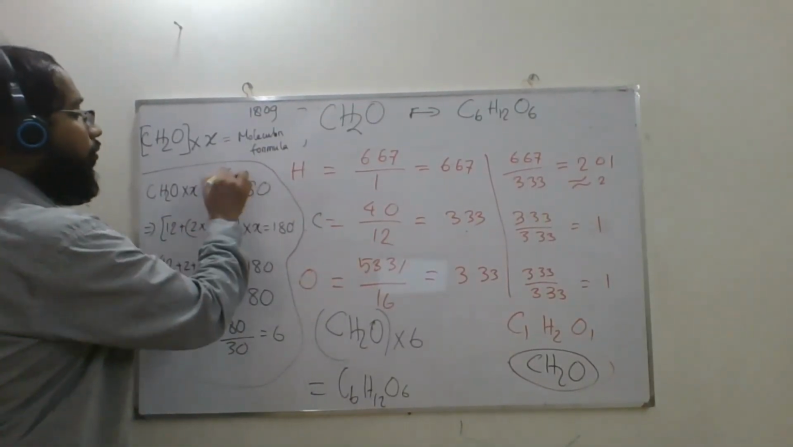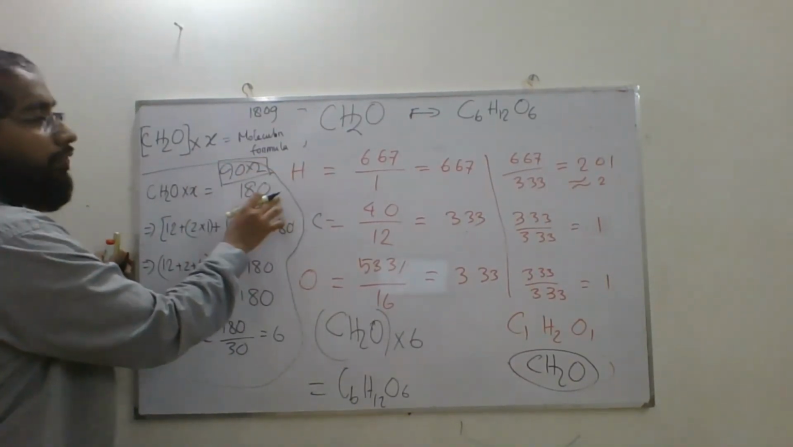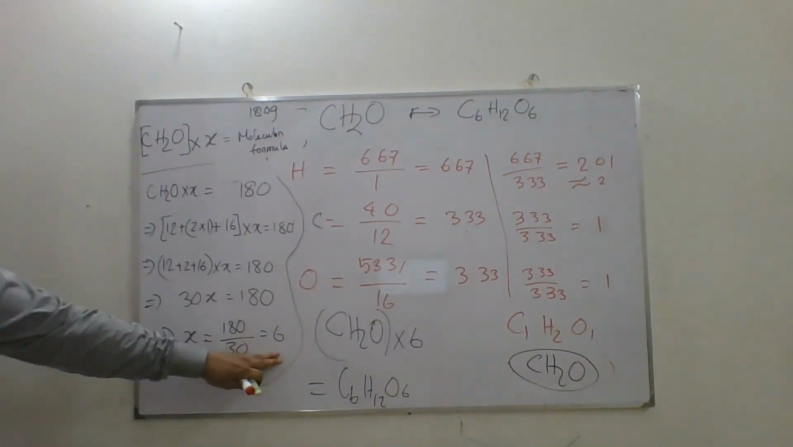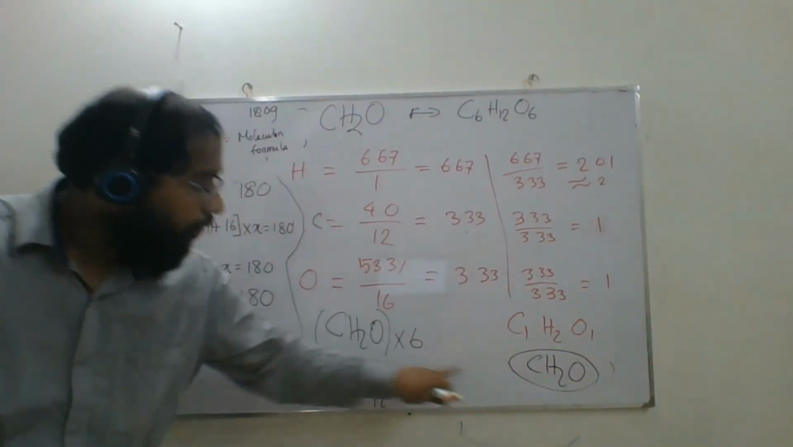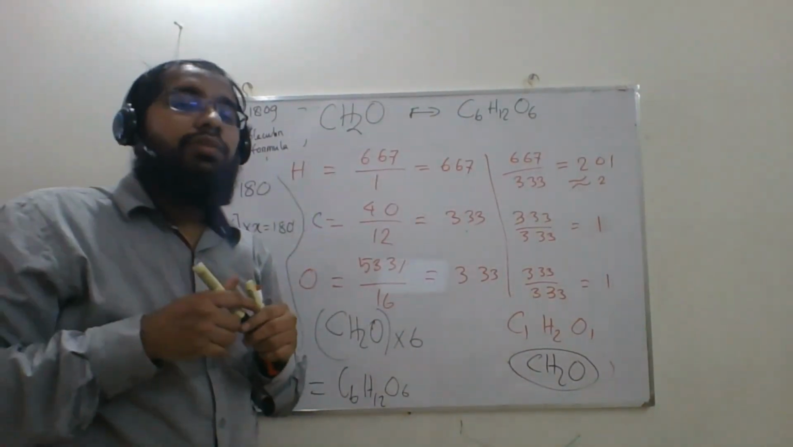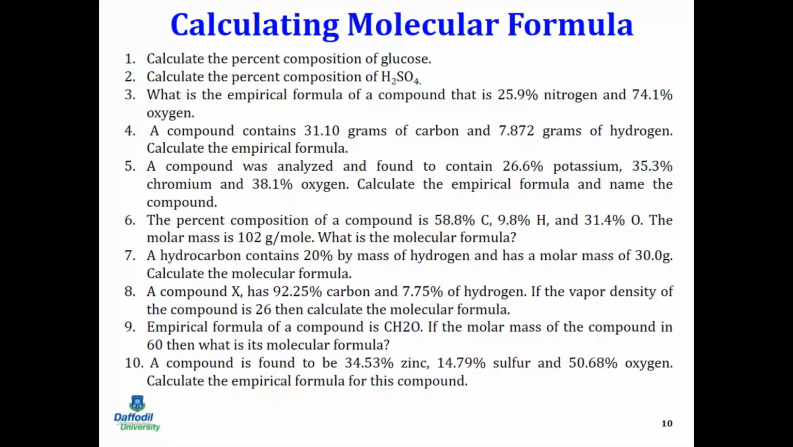So 180, or 90 into 2. If it is vapor density, then 90 into 2. If it is 180, then 180 is the molar mass. From this one we find out 6 and thus multiply the empirical formula by 6. Then you will obtain the molecular formula. This is the simplest method. Okay. Now you have a lot of work to do. I give 10 different types of calculation here. Go for them and complete them, and then you will find out that you are able to calculate them.